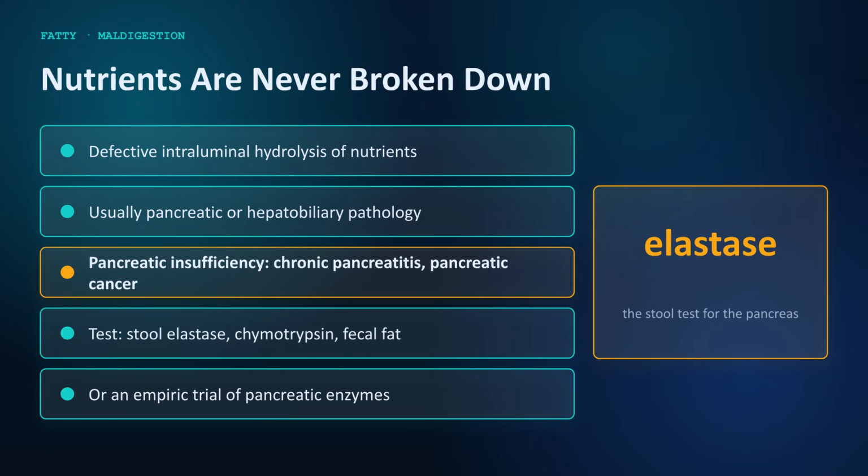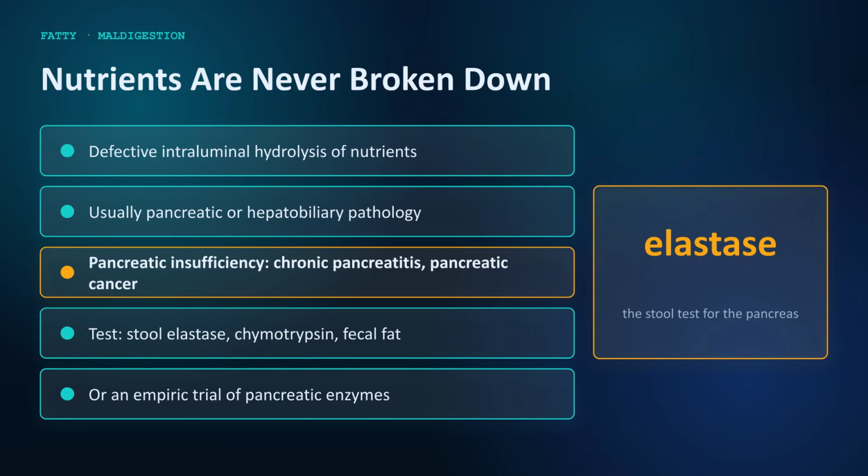Maldigestion is the cousin of malabsorption, and people mix them up constantly. Here the mucosa is fine. The problem is upstream. Nutrients are never broken down into absorbable pieces. That is defective intraluminal hydrolysis, and it is usually due to pancreatic or hepatobiliary disease.